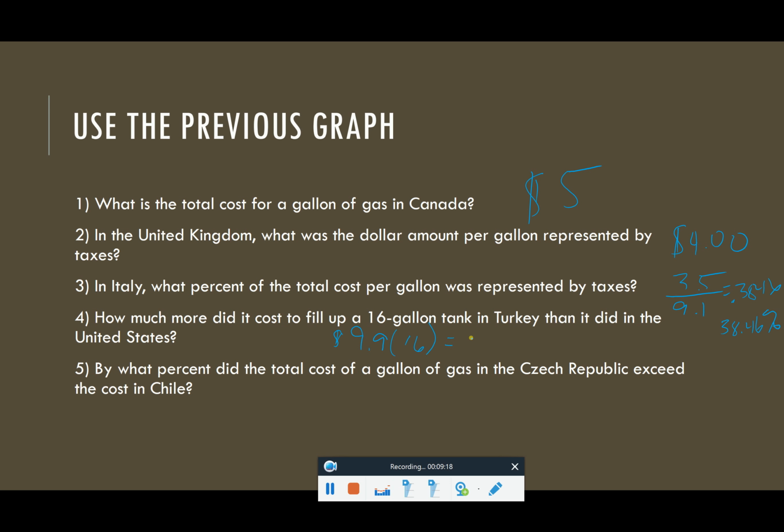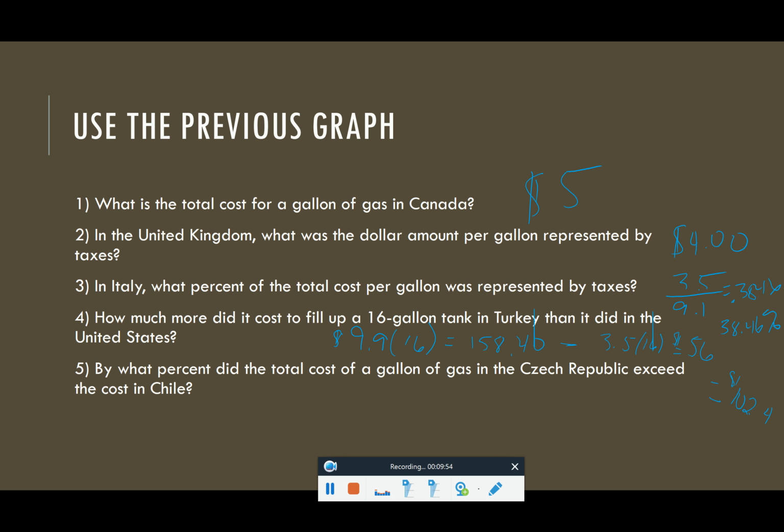On a 16-gallon tank, it's going to be about $158.40. And the United States would be, what was it, 3.5 times 16? That gives you about $56. And then we have to subtract those, and you end up with $102.40. So if you were in the United States, you would save about $102. A huge difference there.